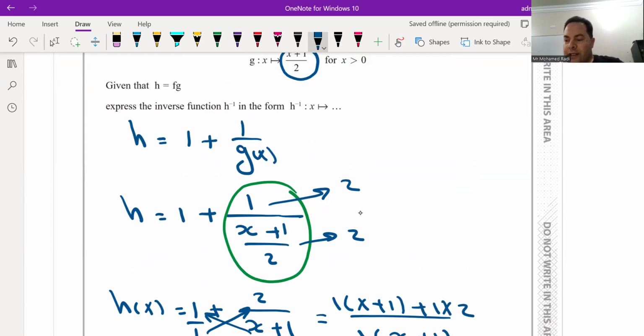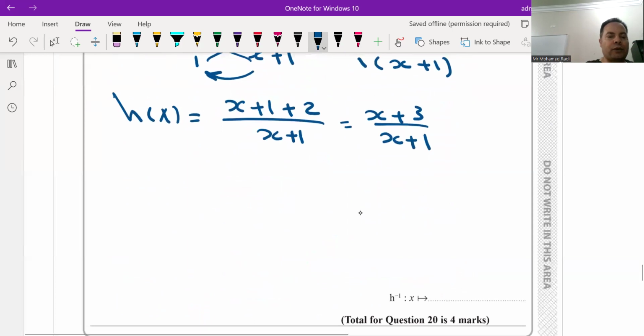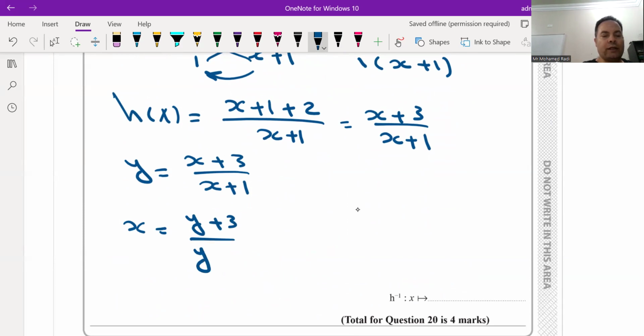He asked to get now the inverse of h of x. Let's start now to get the inverse. Start with y is equal to x plus 3 divided by x plus 1. We'll start to switch x and y. Y will be x and x will be y, so x equals y plus 3 divided by y plus 1. Remove x and write y.